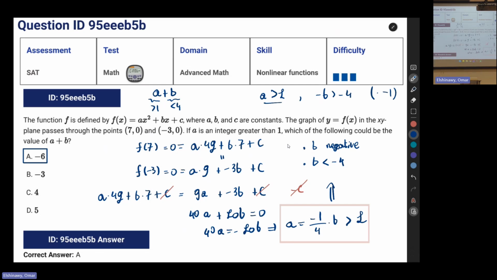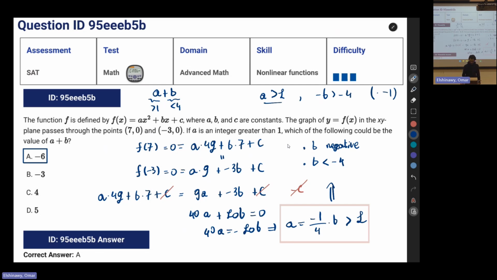Because if 10 is greater than 1, then -10 is smaller than -1. If you've not seen this before, is this okay? So if 10 is greater than 1, then -10 is less than -1. So to conclude here, if you multiply by -1, you get that minus b is greater than 4. So it's a negative quantity which is greater than -4.